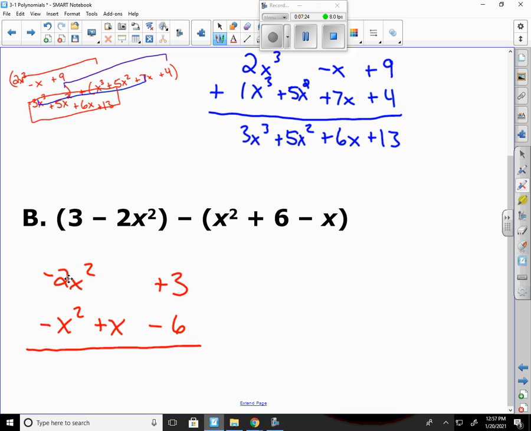Now I just combine them vertically. Negative 2x squared minus x squared gives me negative 3x squared. I don't have anything to combine with the x, so that's just plus x. And then 3 minus 6 gives me negative 3. And that's my final answer.